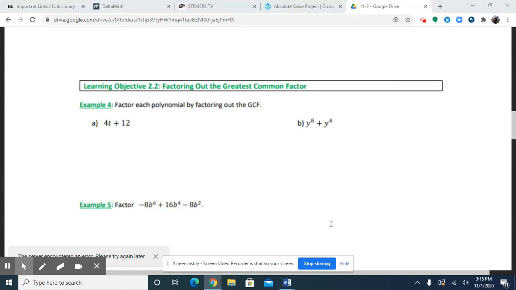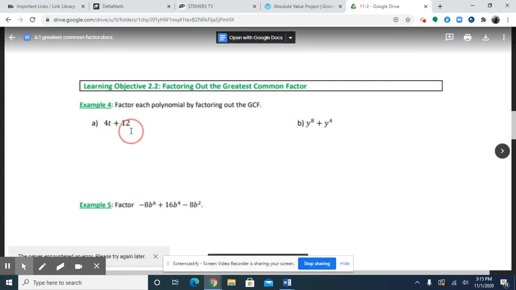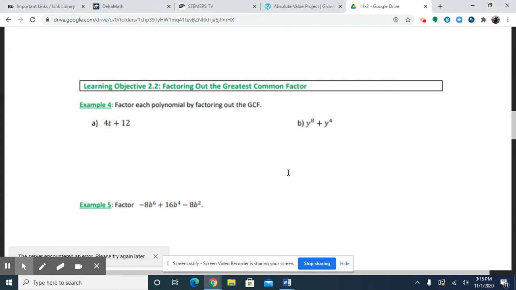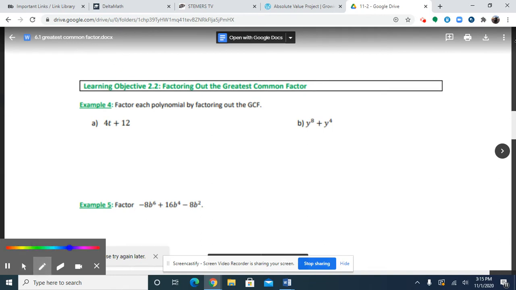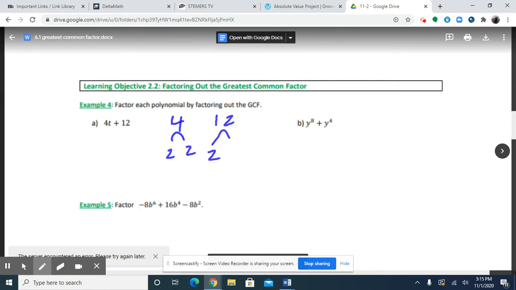Okay, so now we're going to factor the polynomials, which are just these expressions right here. So 4t plus 12. So if we compare, 4 can be split into 2 and 2, and 12 can be divided by 2, and then again by 2, so 2 and 3. So if we want to highlight our greatest common factor, we have the 2's. So our greatest common factor here is actually 4.